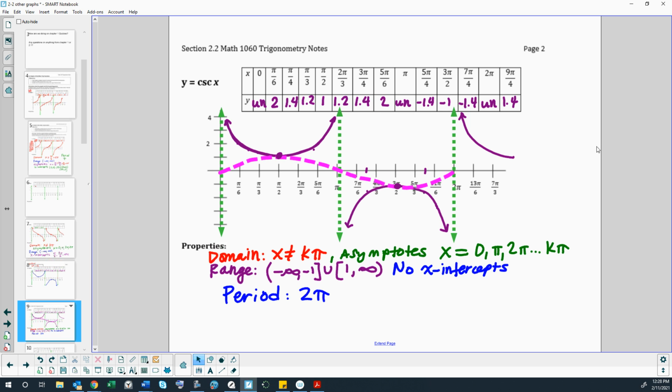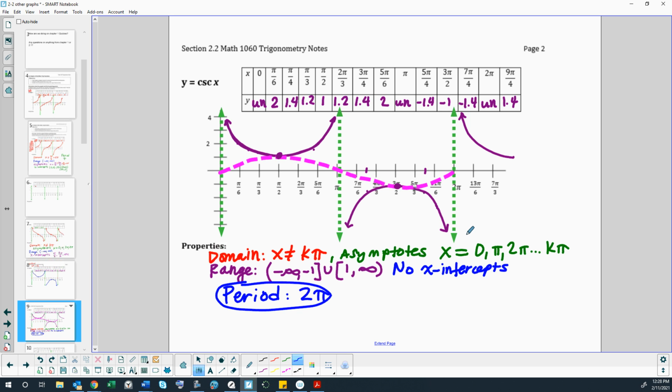Put your asymptotes where the zeros are. Put your minimums and maximums where those are. They just line up. And then flip them the other direction from where the sine graph curves. Right. So just like sine, the period for cosecant is going to be 2 pi. So I've got that written right here. Period 2 pi, because the period of sine is 2 pi, so the period of cosecant is also 2 pi.